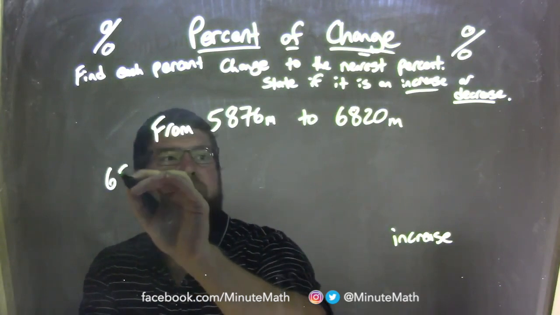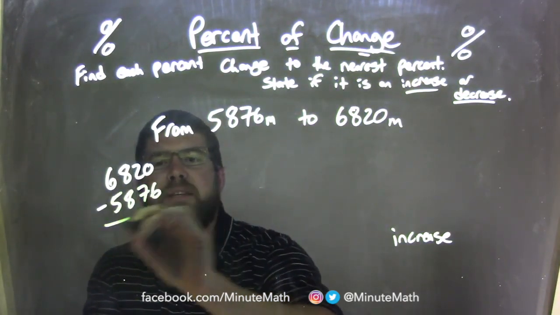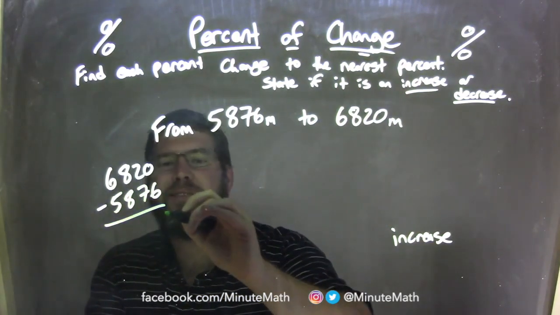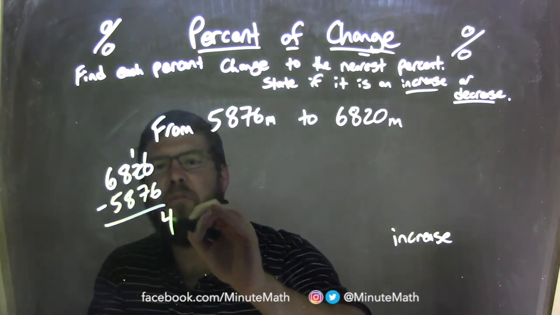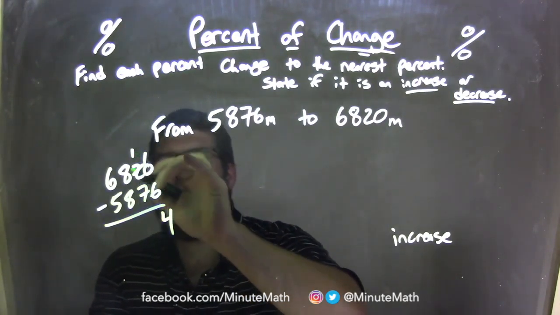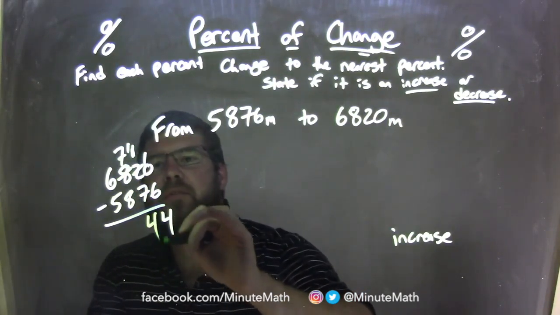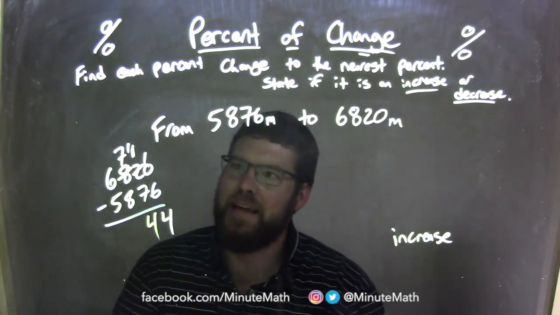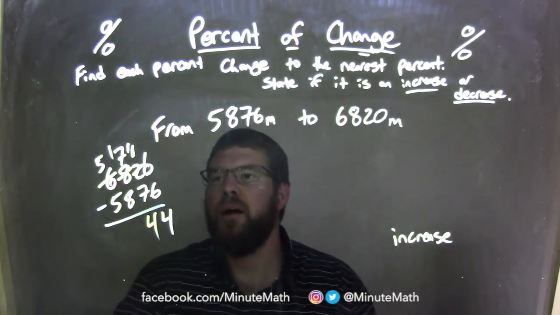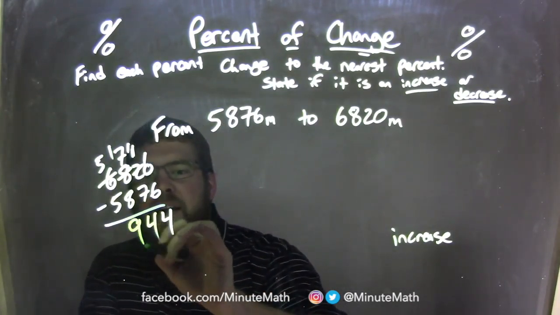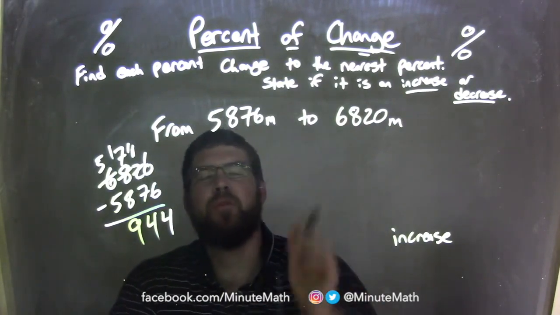So I have 6,820 subtracted by 5,876. Okay. 0 minus 6, I can't do that. 2 becomes a 1, that's a 10. 10 minus 6 comes out to be a 4. 1 minus 7, can't do that. 8 becomes a 7. We have 11 here, so 11 minus 7 is another 4. 7 minus 8, can't do that. So I take the 6, make that a 5, and I have 17 now. 17 minus 8 is a 9, so that's good, and the 5 minus 5 is 0. So I have a 944 meter difference between these two numbers.